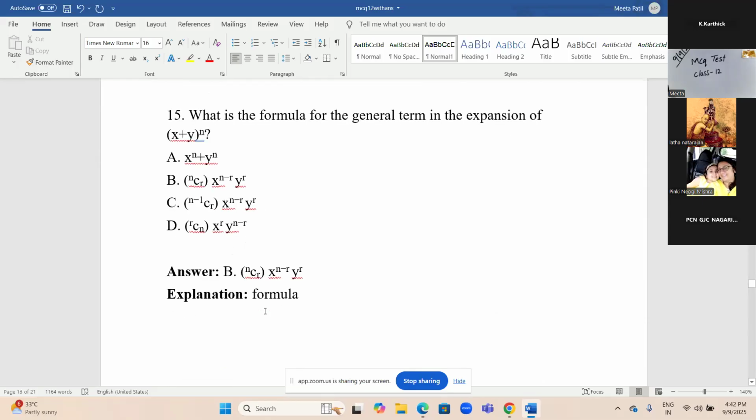Next, the 15th question. What is the formula for the general term in the expansion of x plus y power n? You already know the formula, that is nCr into x power n minus r into y power r. You might have learned it for a plus b, but here the variables have changed to x and y. If you replace a and b by x and y, you get nCr into x power n minus r into y power r. Option B is the correct answer.